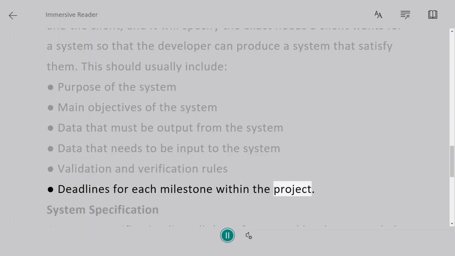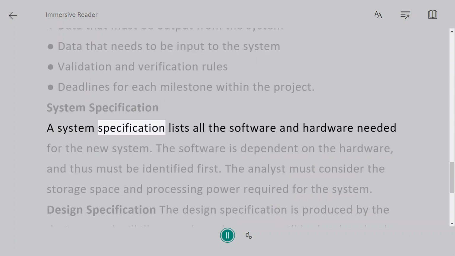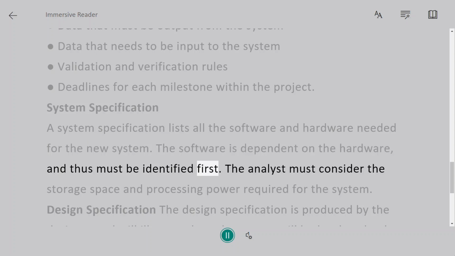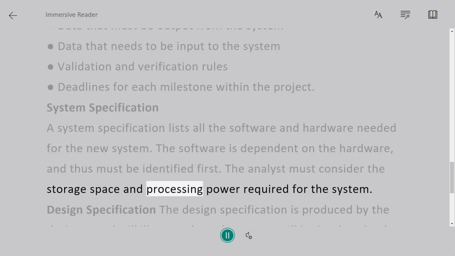System specification. A system specification lists all the software and hardware needed for the new system. The software is dependent on the hardware, and thus must be identified first. The analyst must consider the storage space and processing power required for the system.